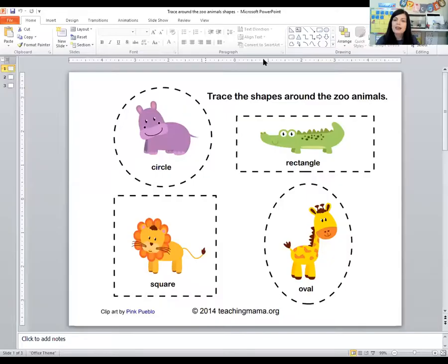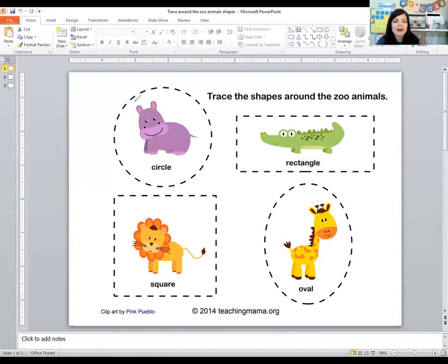Now, I want to talk next about our shapes for today. Our shape practice is going to be pretty fun too. It's called tracing the shape. So we're going to look for the animal and then we're going to try to see what shape is around the animal, okay? And the link for this one will be below as well. See if you can find the hippo. Where's the hippo?